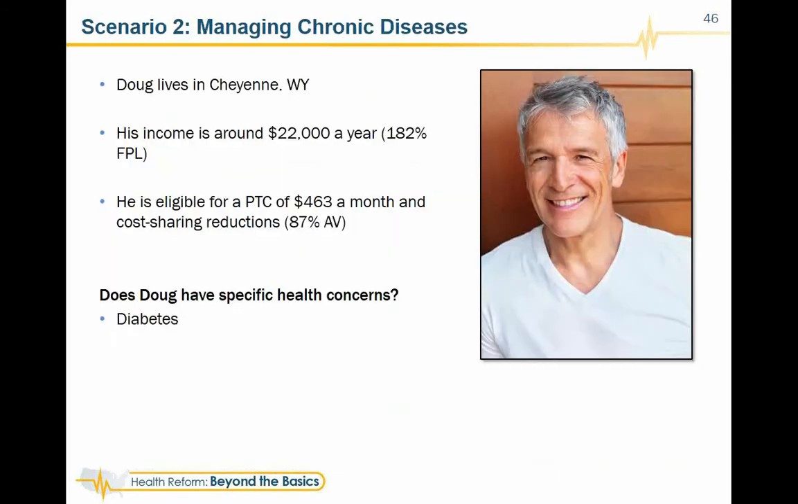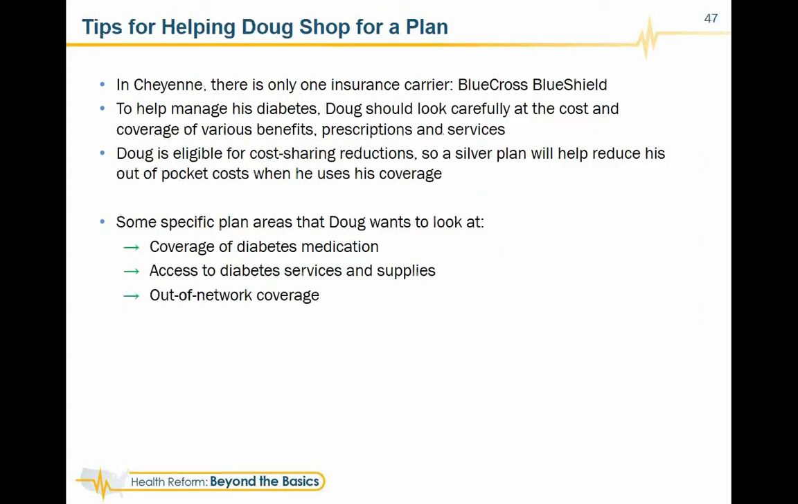So now we're going to move on to our second example. This is Doug. He lives in Cheyenne, Wyoming, and makes $22,000 a year. He's eligible for a premium tax credit of $463 a month and is eligible for cost-sharing reductions since his income is below 250% of the poverty line. Doug has diabetes, so we want to carefully weigh his plan options to see which plan will help him effectively manage his condition. So how can we help Doug compare plans?